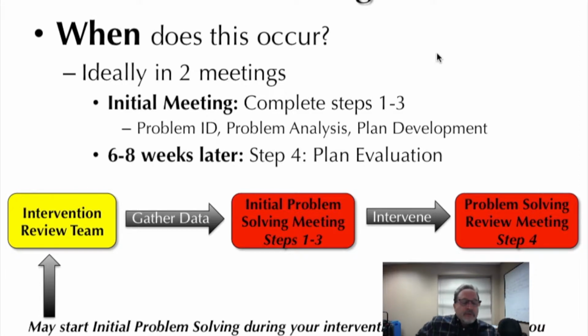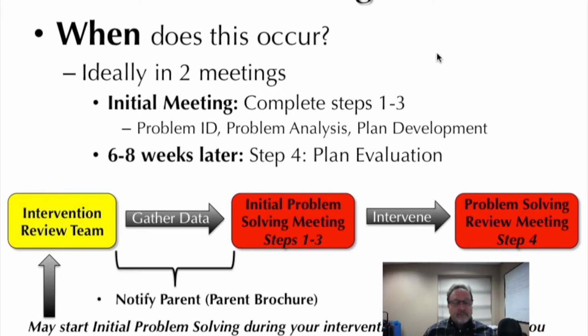Oftentimes you won't because in those meetings you're usually dealing with a number of students that are in intervention. But if you have the time and it's appropriate, you could start pulling together some of the existing information and doing some of the initial planning, looking at problem identification. Do you have adequate data already to determine whether or not there is a significant problem that has persisted despite intervention? And sometimes that is something that you can accomplish initially. But anyway, you move from that intervention team to gathering data and then having an initial problem solving meeting.